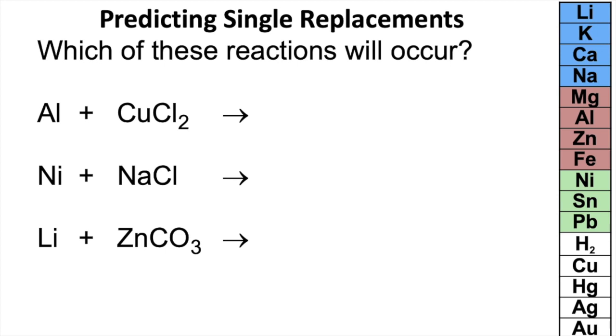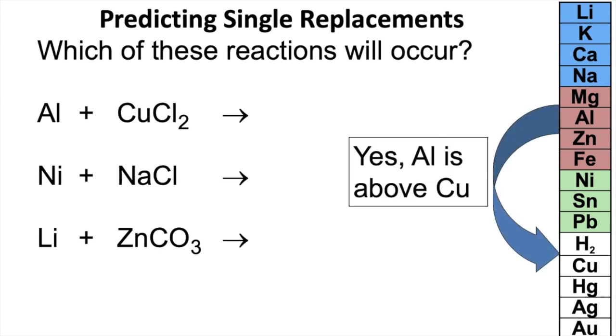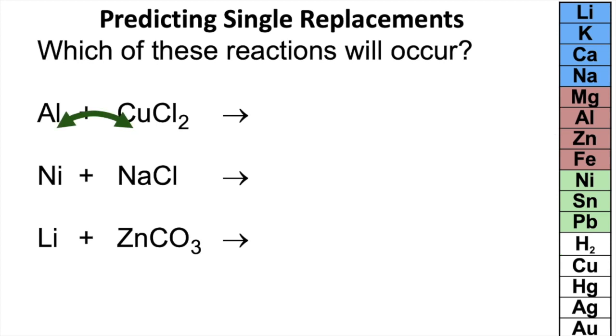First off, we have aluminum being combined with copper(II) chloride. Well, if we look at our activity series, aluminum is above copper on the series, which means it can replace it. So this reaction will occur, and you'll see aluminum and copper swap places, and that means our products will be copper metal and aluminum chloride, like a regular single replacement reaction.